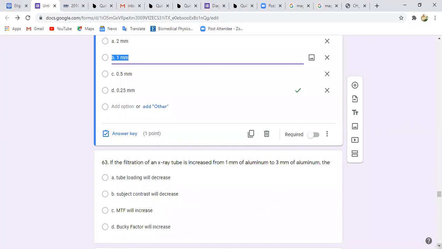Okay, let's go with that and see how that will look. We are increasing it from 1 millimeter of aluminum to 3 millimeter of aluminum. Do you know what will happen? It means that the average energy of the beam will be increased. Yeah, beam hardening. Yeah, the HVL will be increased.